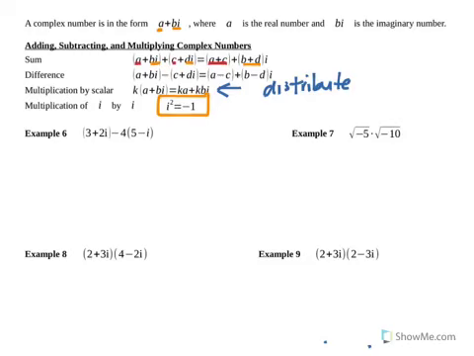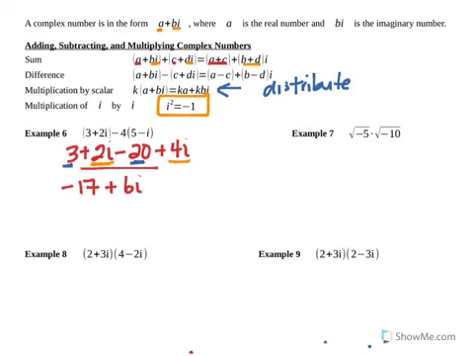All right, first off, let's do a problem with subtraction. I'm going to start with the scalar part. And then I'm going to combine like terms. Real with real. Imaginary with imaginary. 3 minus 20 is minus 17. 2i plus 4i is 6i.